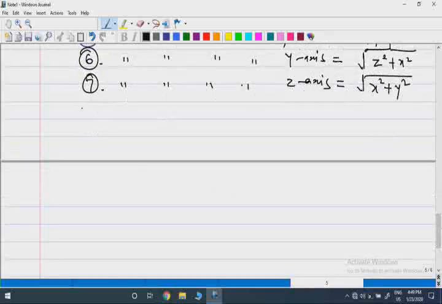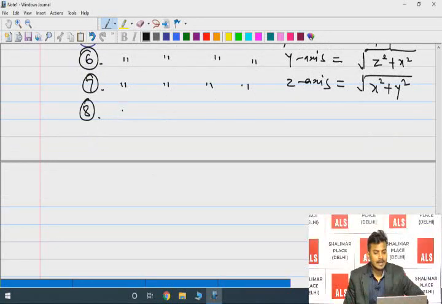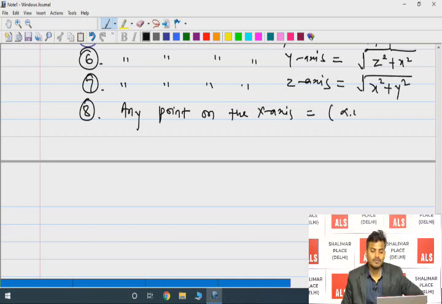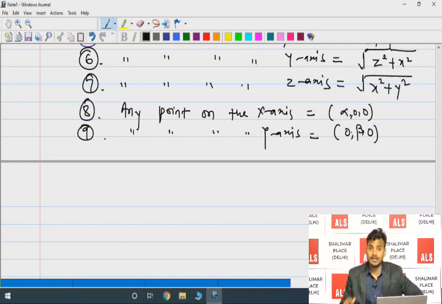And let me write down some more things, like point 8, which is again important. Any point on the x-axis, how would it be? It would be alpha comma 0 comma 0. Ninth, any point on the y-axis would be 0 comma beta comma 0. Here you get only the y coordinate, x and z both will be 0. Likewise, on the x-axis we get only the x coordinate, and the other two coordinates will be 0.